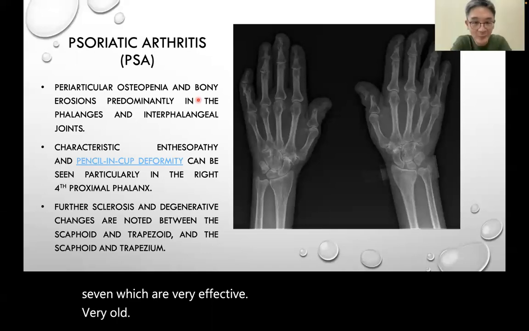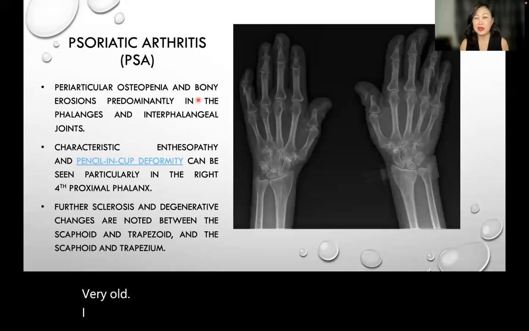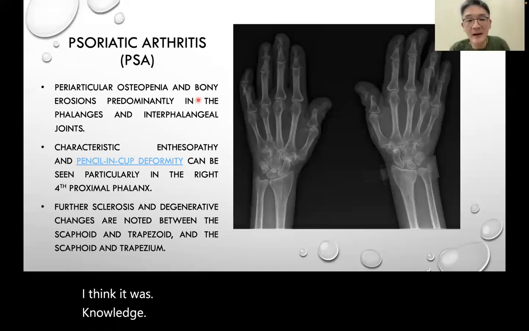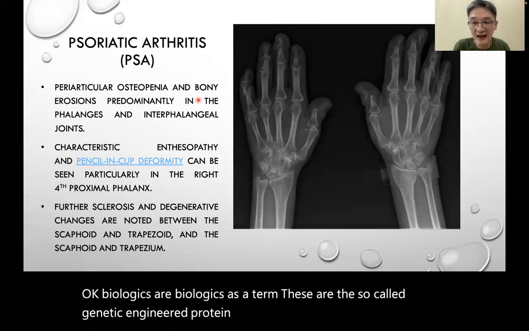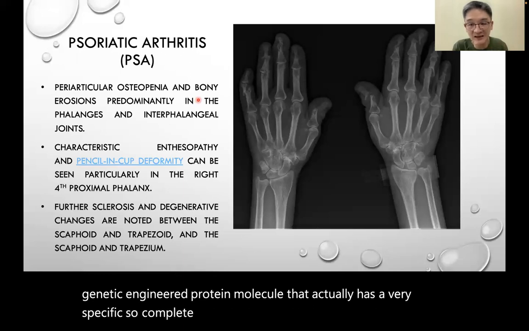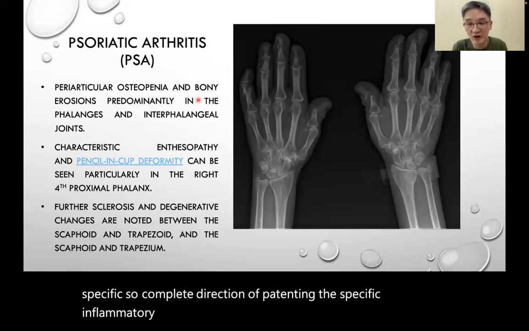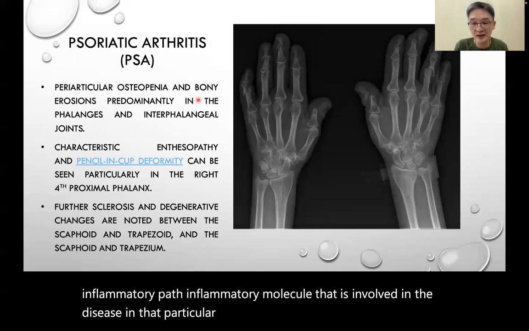Yeah, I have to admit that I'm not so knowledgeable. Can you explain what is biologic to us? Biologics as a term, these are the so-called genetically engineered protein molecules that have a very specific predilection of targeting the specific inflammatory molecule that is involved in that particular inflammatory disease. So that's why it's targeting a particular molecule.